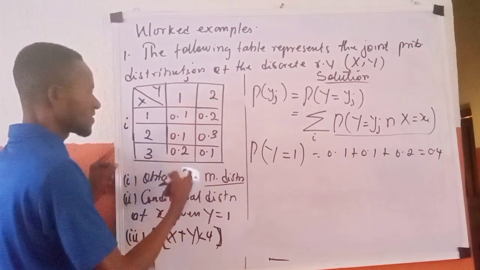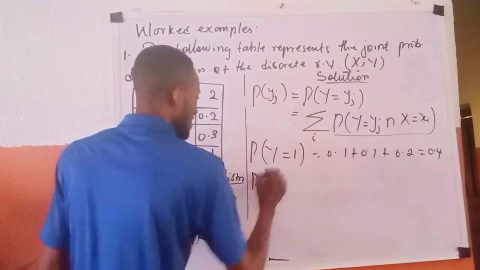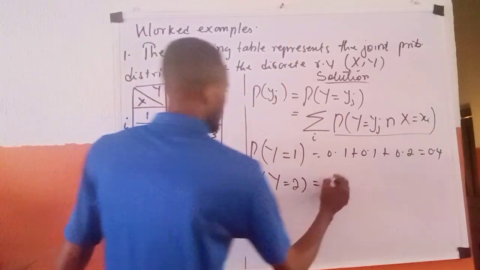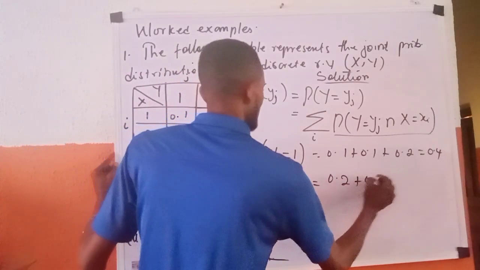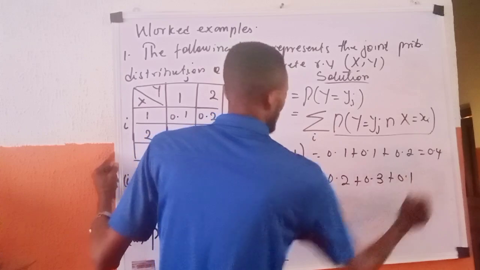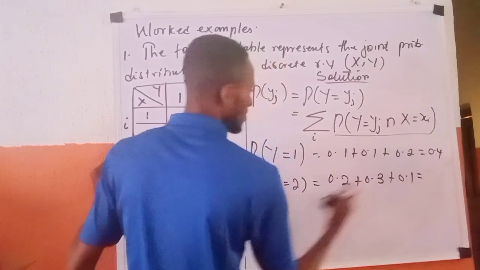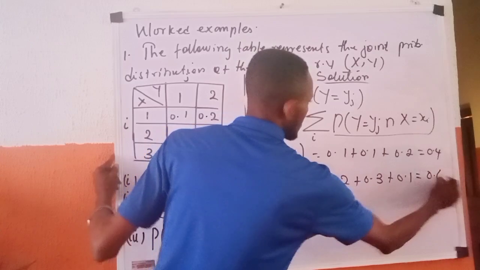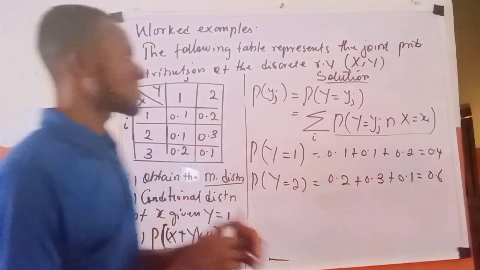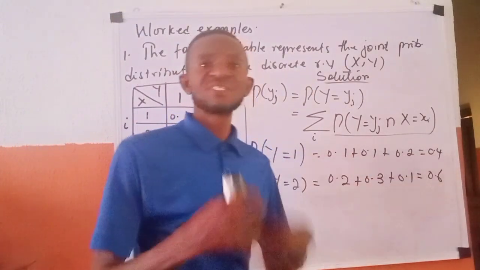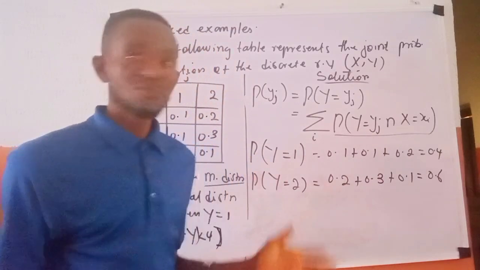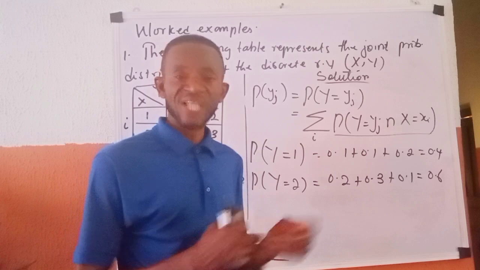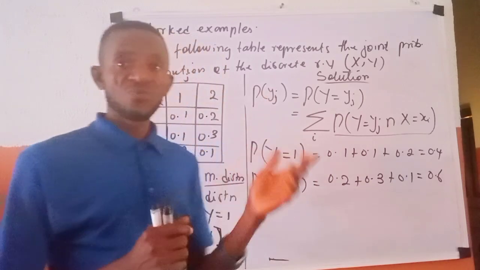I summed all these. So I will now say P of y equals 2. I will sum all over these, which is 0.2 plus 0.3 plus 0.1, which gives me 0.6. And good enough, if you say 0.4 plus 0.6, it will still give you 1. Which tells you that when you sum all the marginal probabilities, the answer still gives you 1.